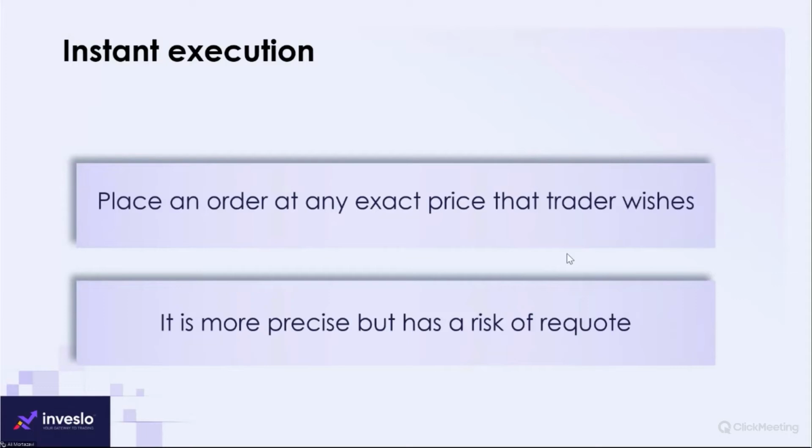Instant execution is a method by which brokers execute orders at the trader's requested price. In other words, to explain it better, if the price of an instrument changes as you place an order, the broker will send you a notification to confirm that you agree to the newly changed price. That is instant execution.